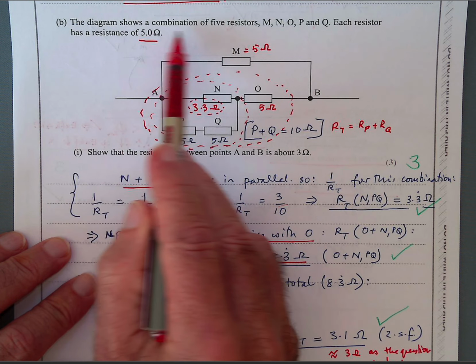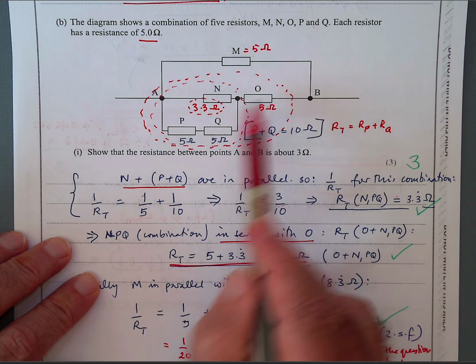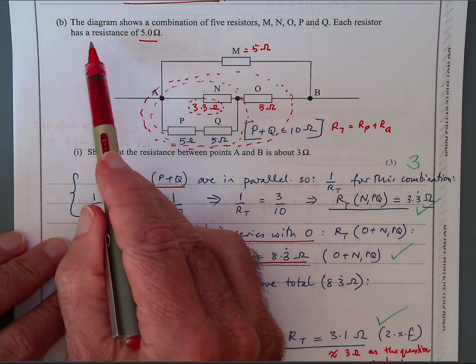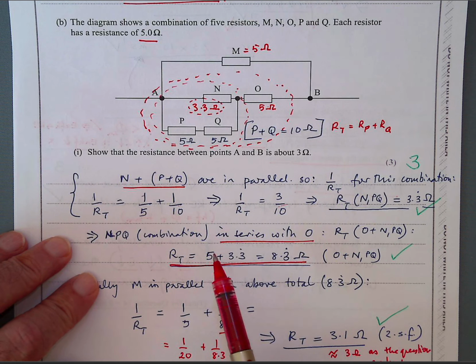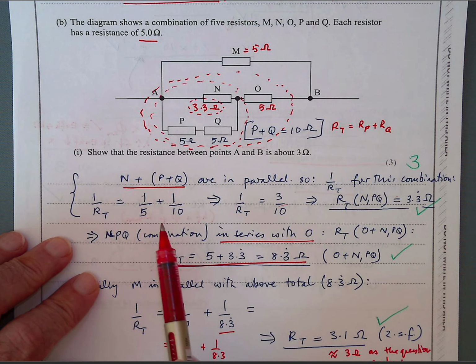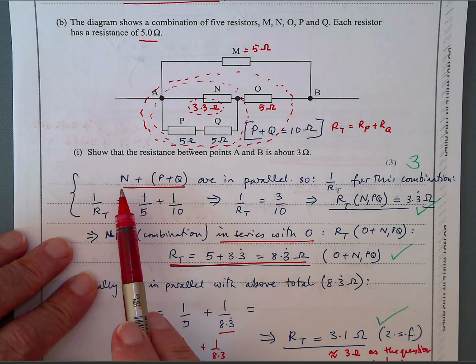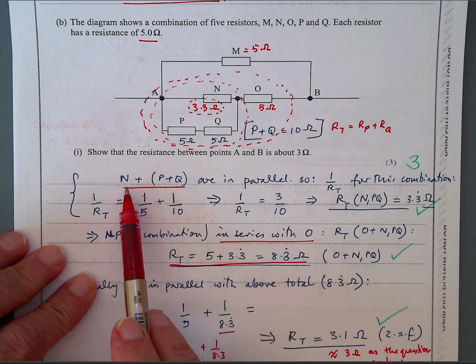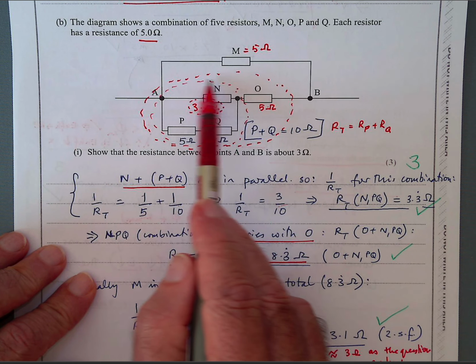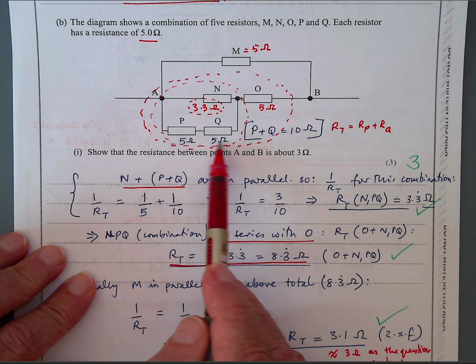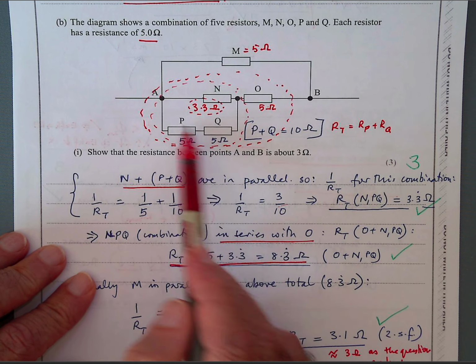where they've given you the following situation. The diagram shows a combination of 5 resistors M, N, O, P, and Q as shown. Each one has a resistance of 5 ohms, 5.0 ohms to be precise. So we're looking for two significant figures in your answers. So first of all, I've done the inner circle here, N, P, and Q.